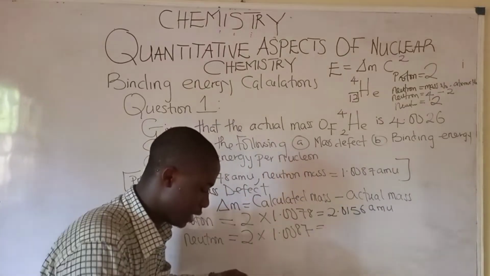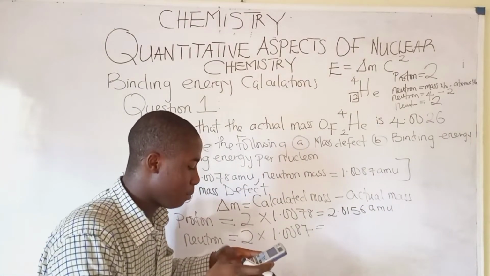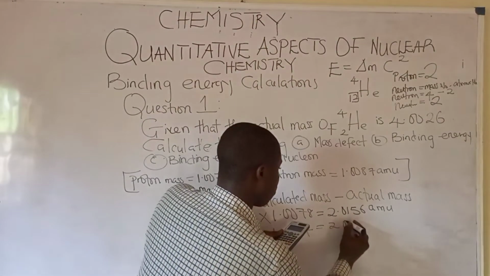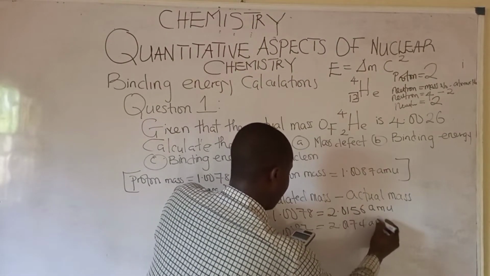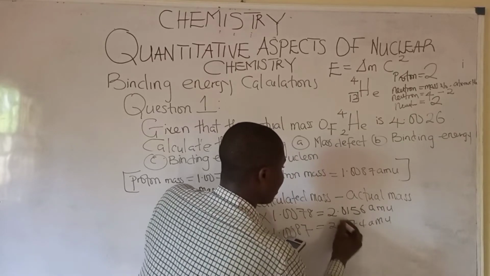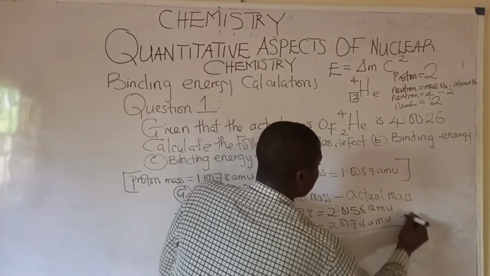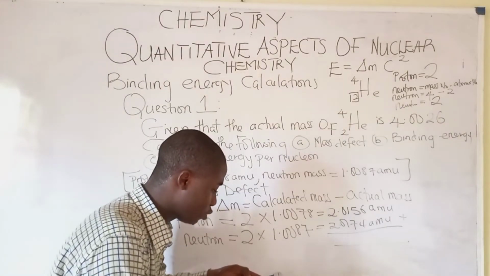And let's do this. We get 2 times 1.0087, that is 2.0174 AMU. So the next step to be taken is to add both values. So when we add both values, let's see what we get.